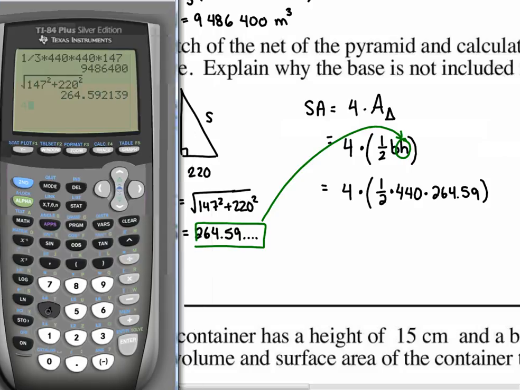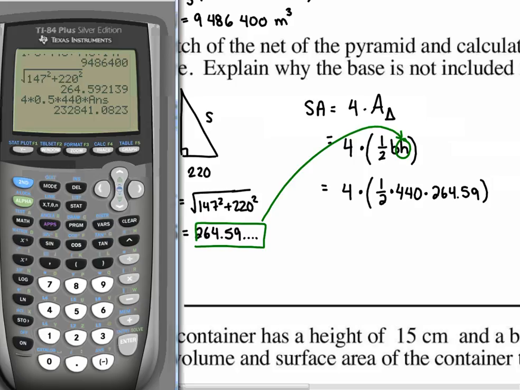4 times 1 divided by 2 or 0.5 times 440. And then I'm going to go times the answer. How do I get answer? Okay. So make sure you get the same number.